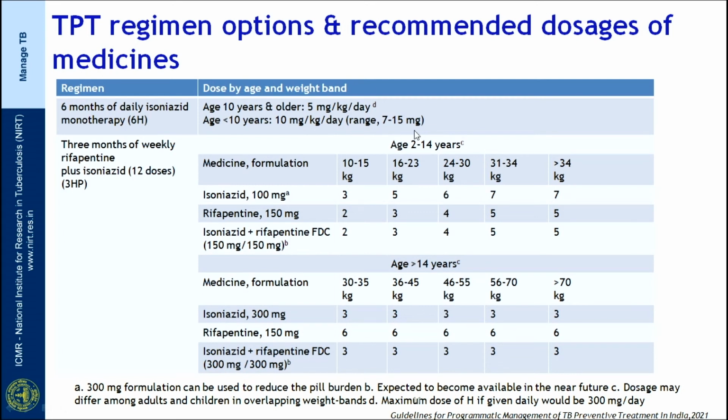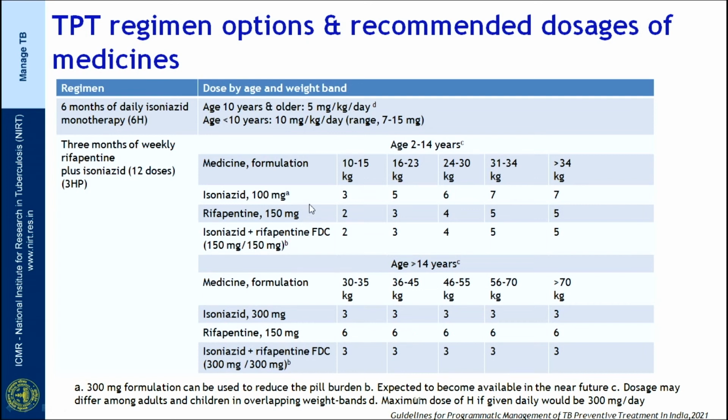For 3 months of weekly rifampicin and isoniazid, that is 12 doses, the 3HP regimen, depending upon the age: less than 2 years, this 3HP regimen is currently not recommended, and it is given only to those aged 2 to 14 years and age greater than 14 years. In 2 to 14 years, then according to the body weight: 10 to 15 kgs, 16 to 23 kgs, 24 to 30 kgs, 31 to 34 kgs and greater than 34 kgs.